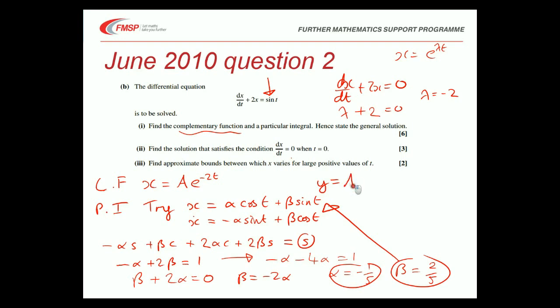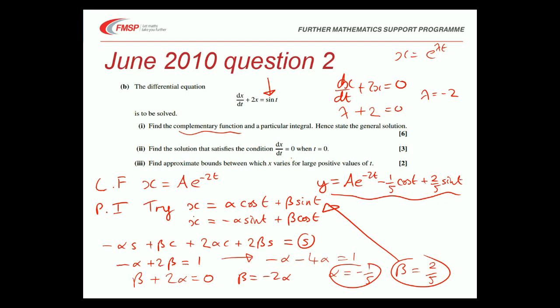In this case, a e to the minus 2t plus, now let me get my alphas and betas sorted. Actually not a plus, let's go with minus a fifth for the alpha times cos t plus 2/5 sine t. And that is the general solution, and again we've earned 6 marks quite quickly. I'm used to doing this, and by the time you've done lots of practice you'll be used to it, in which case you can also earn these 6 marks very quickly.